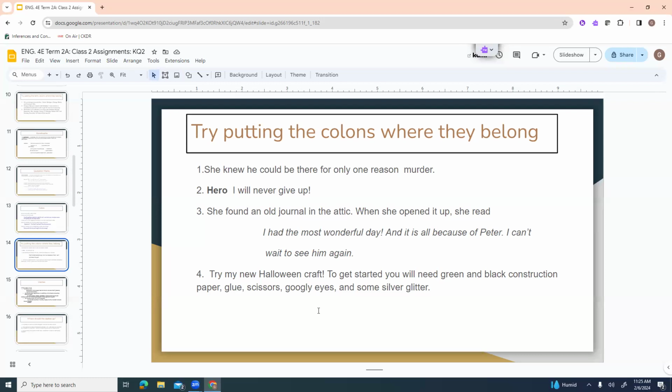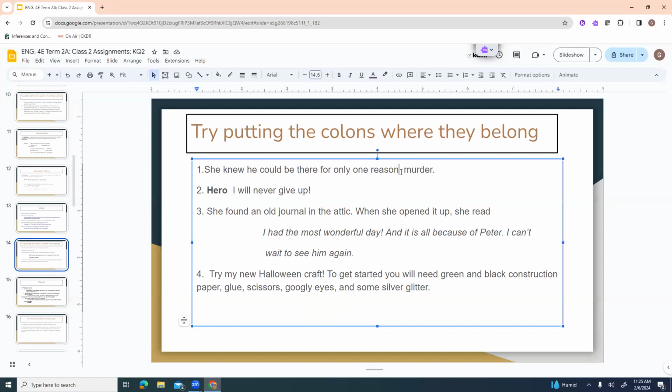She knew he could be there for only one reason: murder. Okay, so I read that so my voice would give you a hint. So where do I put the colon? Well, I'm trying to emphasize the word murder, right? And so I put a colon there to make it clear: murder. That's the big emphasis.